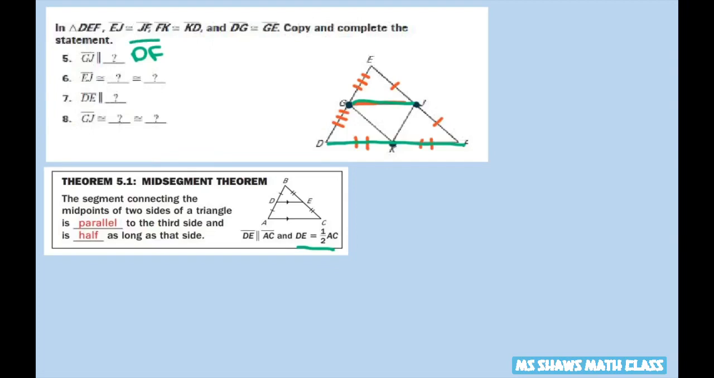All right, now EJ is congruent to JF. It's even actually given here. So JF, and which is also congruent to GK. So GK is right here. This line here.